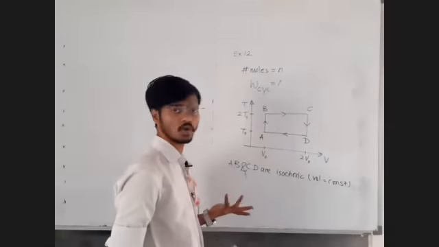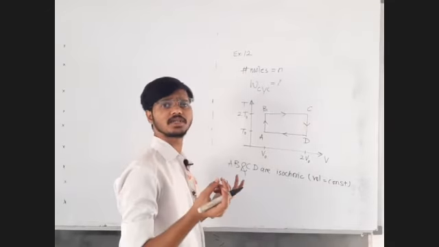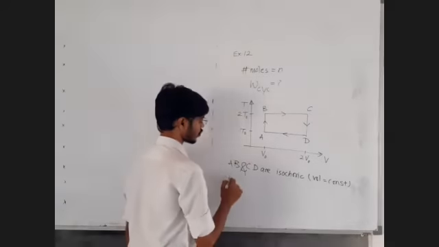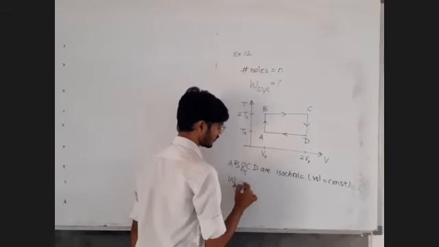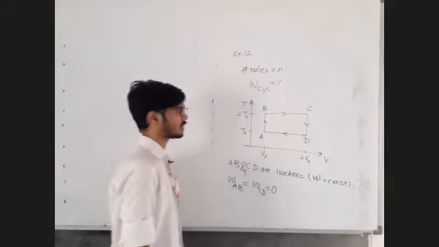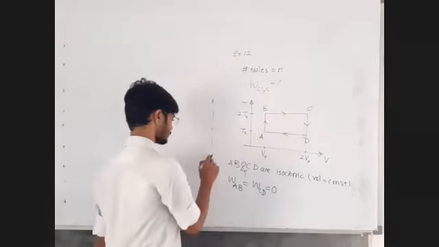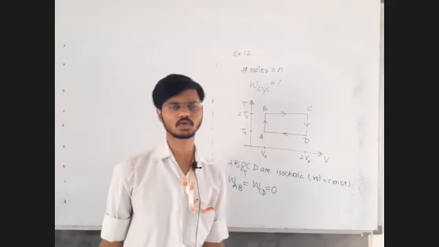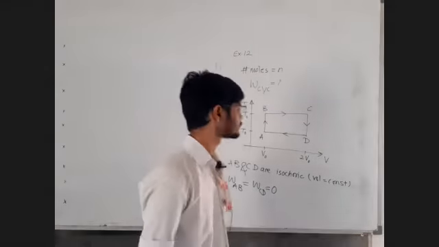Volume constant, isochoric. Pressure change nahi, dV is 0. If dV is 0, the integration of P dV will also be 0. So work done in the process AB is equal to work done in the process CD, which is equal to 0. Is that clear? Let me know in the chat box. The first thing is finding out the isochoric processes in the graph.